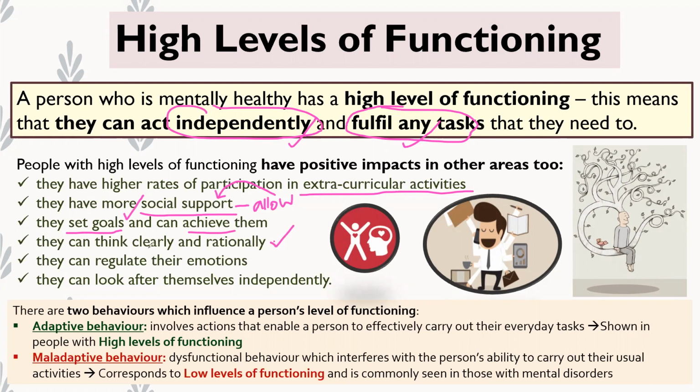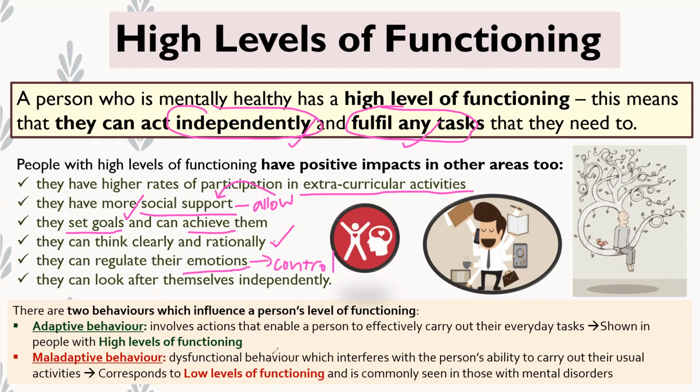They think about it. They regulate their emotions well, which means they've got good control over their emotions. Okay, they don't snap at people. They try to understand what another person is going through before just showing an emotional response. And as we said before, independence is a big theme of a person with high levels of functioning, so they can look after themselves independently as well.